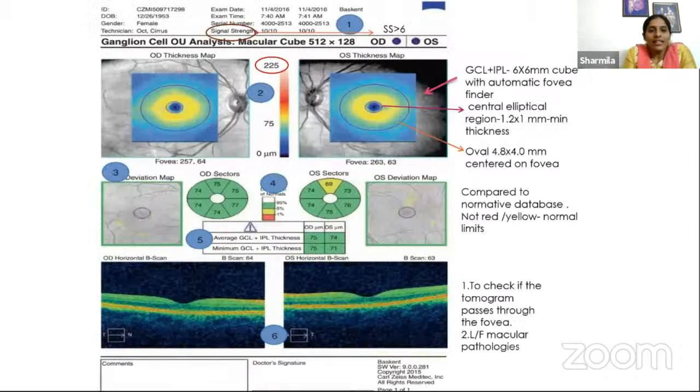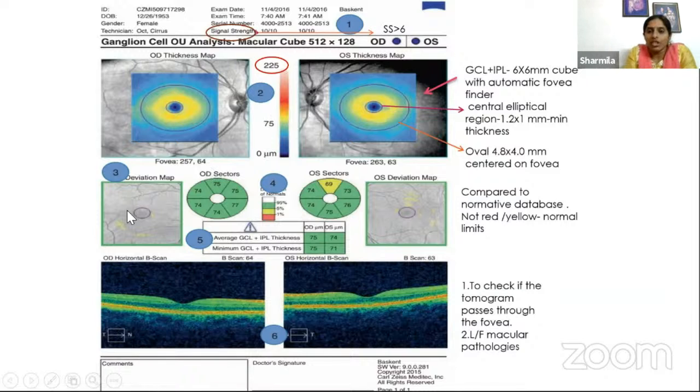So this is a ganglion cell analysis printout of a Cirrus OCT. Here you see again the signal strength. The signal strength is something which is really, really important. If it is less than 6, we'll have to consider repeating the scan. And then this is a thickness map, which is again color coded. Don't have to remember the colors. There is a scale here. You see the scale and see the colors corresponding to it.